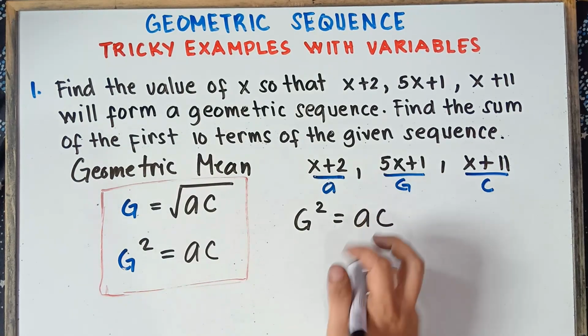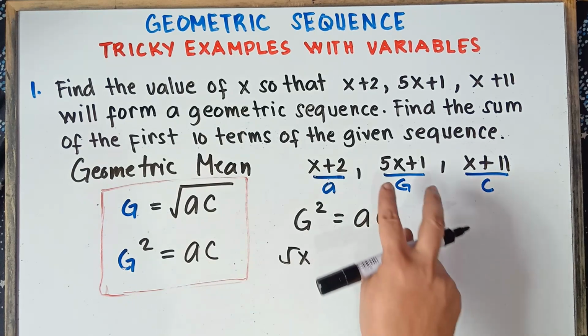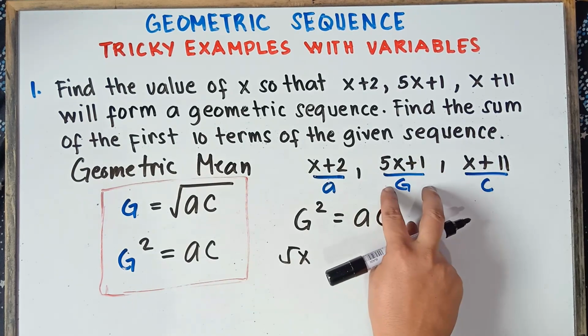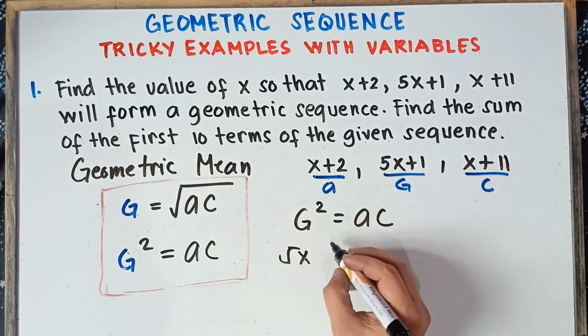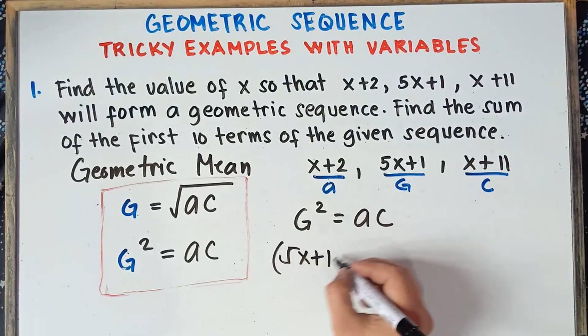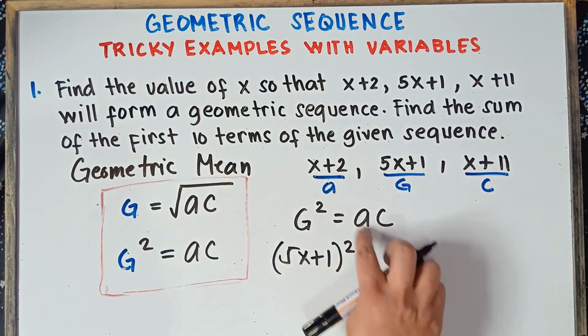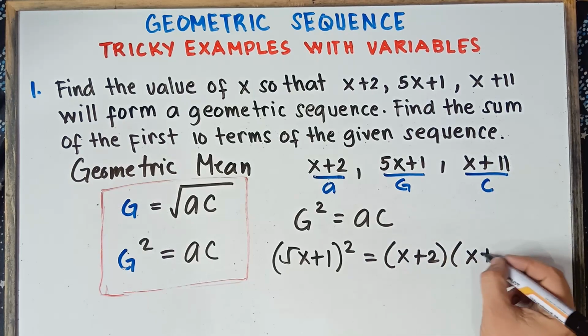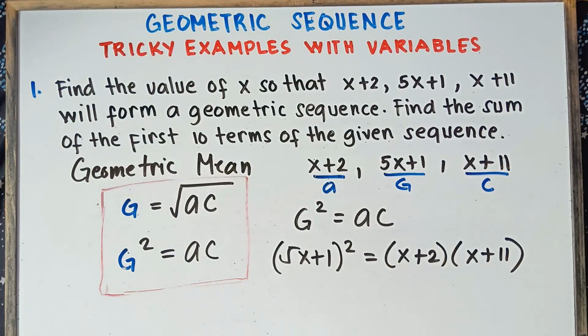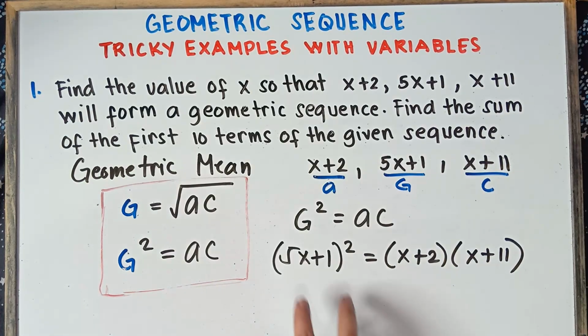So our G, that would be 5x plus 1. Once again, class, geometric mean is the middle of the two numbers or the two expressions. So we have 5x plus 1, quantity squared, equals our a, which is x plus 2, times our c, that would be x plus 11. And then simply simplify this one.